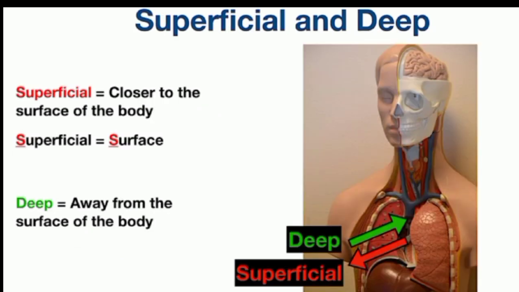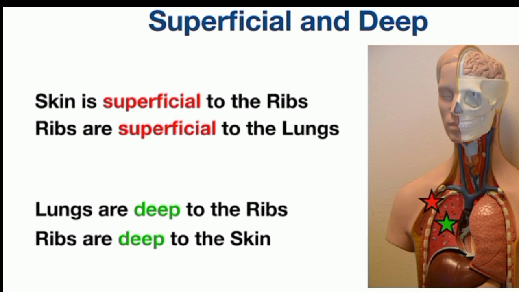Next, we have the terms superficial and deep. Superficial means near the surface and deep means away from the surface. Now let's take a look at the example. Our skin is superficial to the ribs and ribs are superficial to the lungs, but our lungs are deep to the ribs and ribs are deep to the skin.